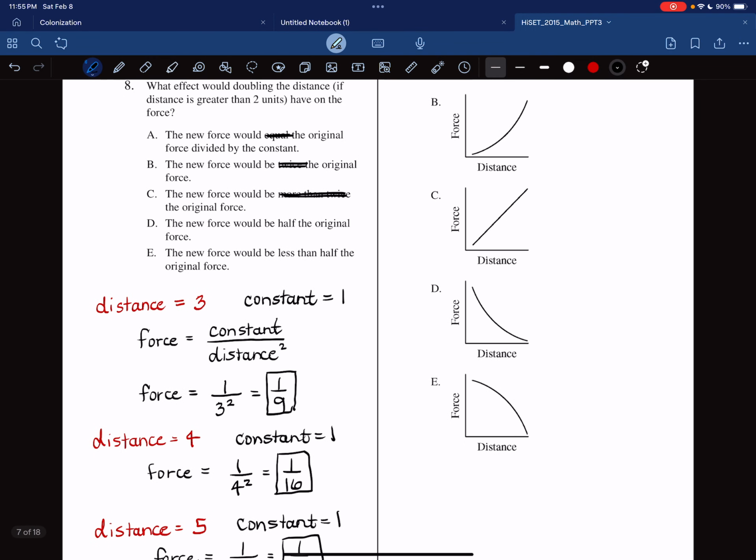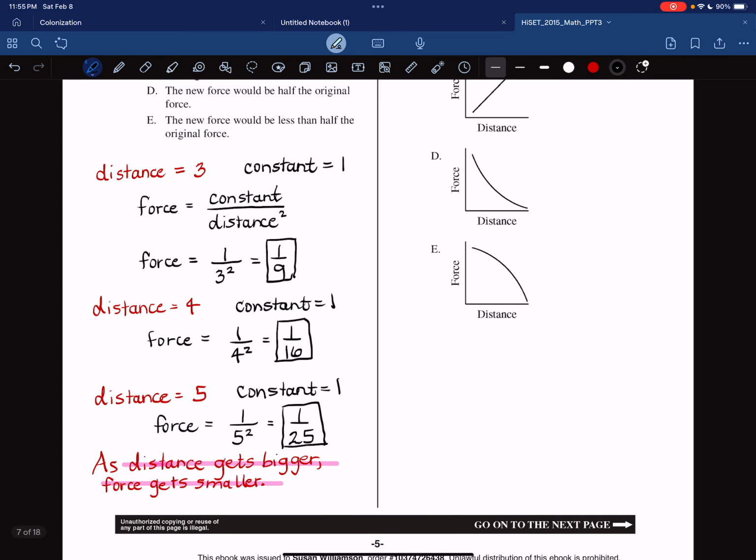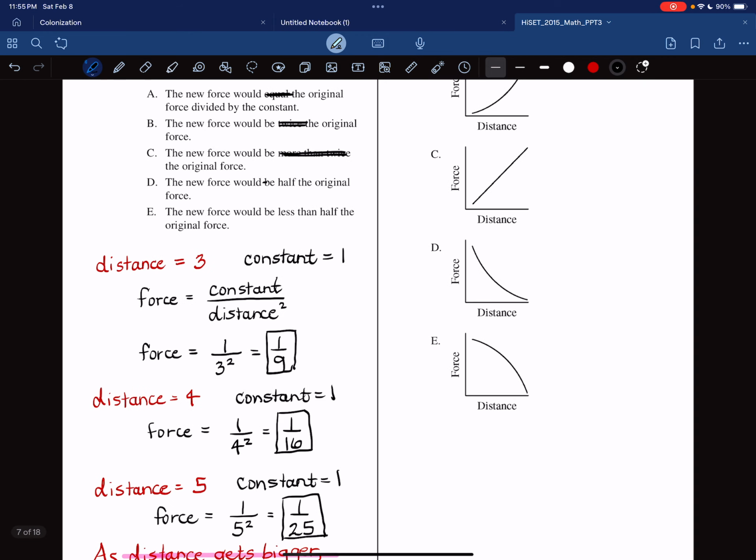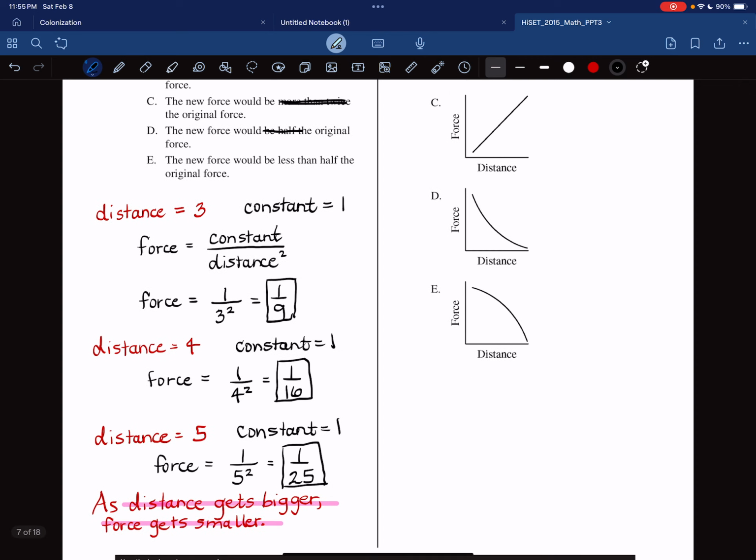The new force would be half the original force. Okay, that one's getting smaller. But do any of these show you 1/2? They do not. It is not half. The new force would be less than half of the original force. That is the true one. Those fractions get smaller and smaller as you increase the distance.